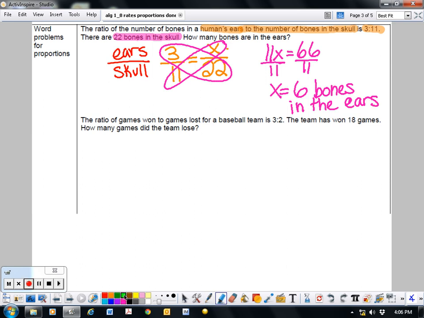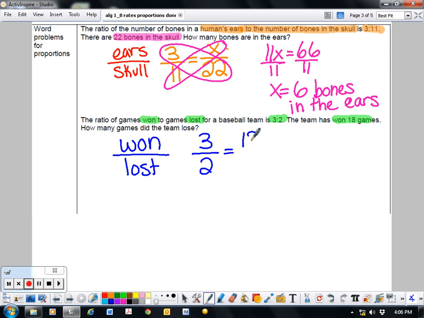Okay, so let's look at the next one. The ratio of games won to lost is 3 to 2. So I'm going to go ahead and set that up. Let's do a different color. So won on top to lost on bottom is 3 to 2. Now the team has won 18 games. So where does 18 games go? On top, because that's where the won games go. How many games did they lose? So on the losing part, I'm going to put X.